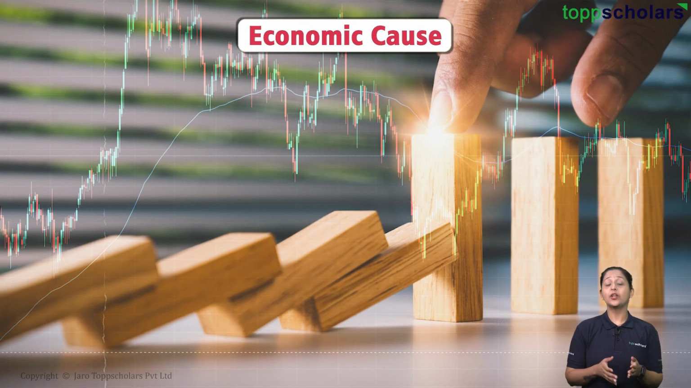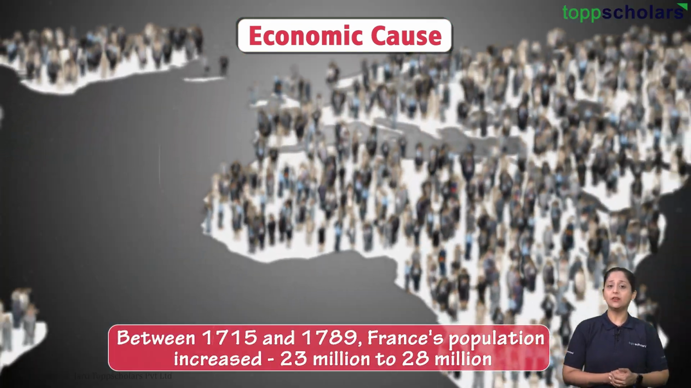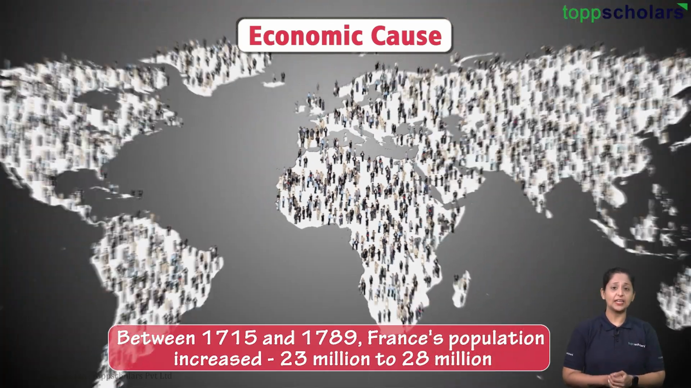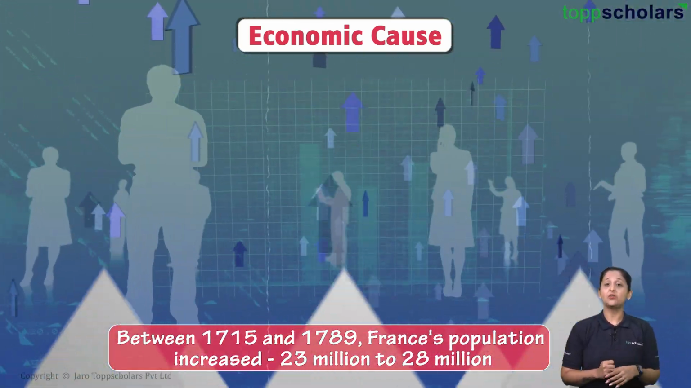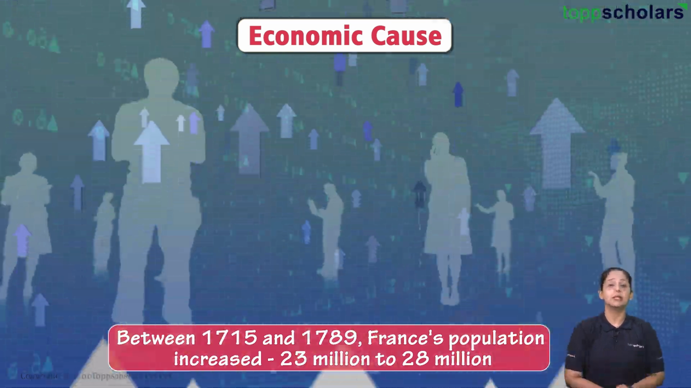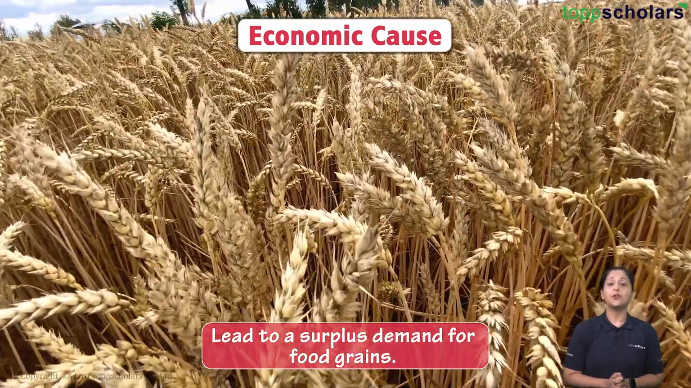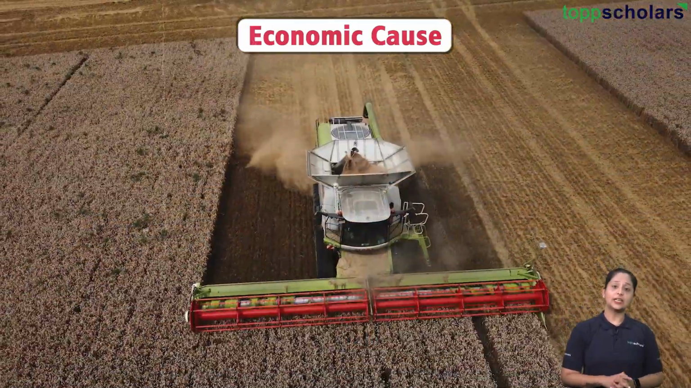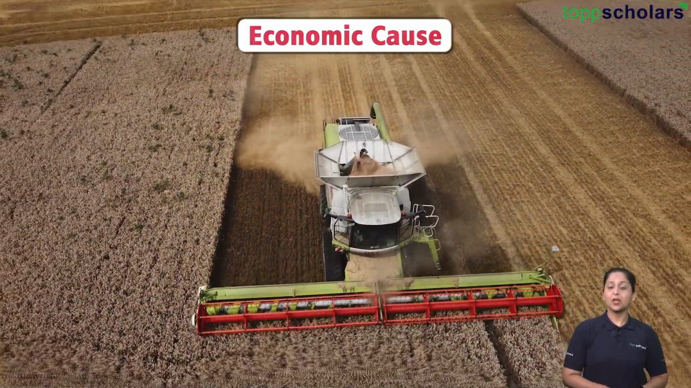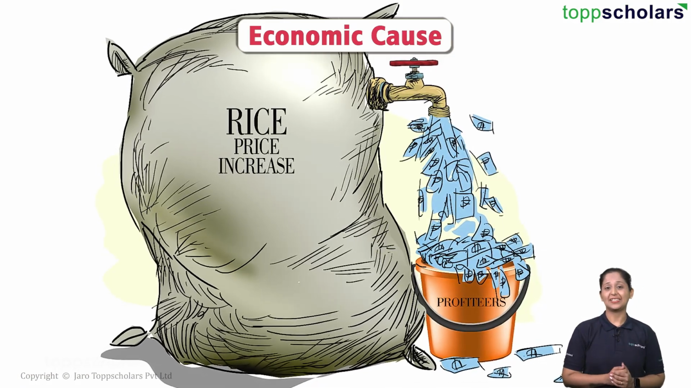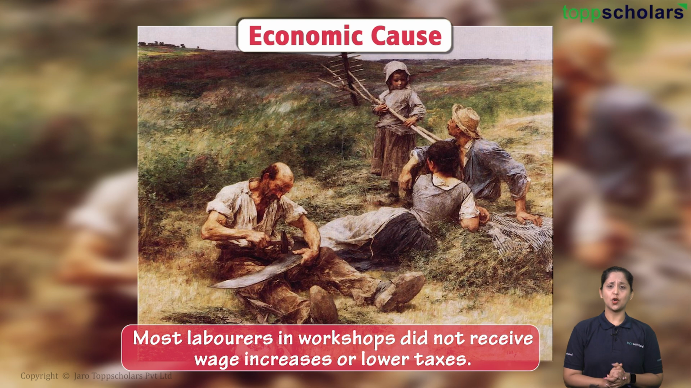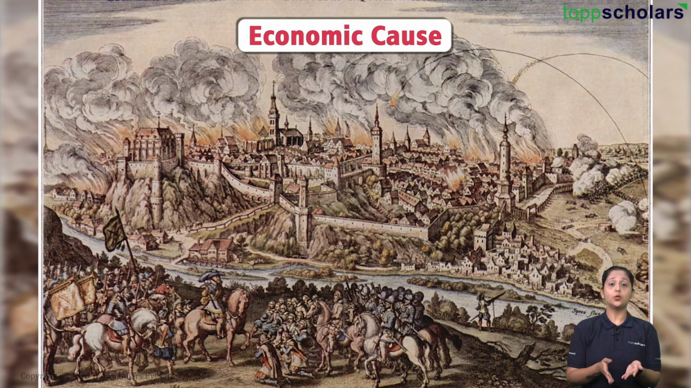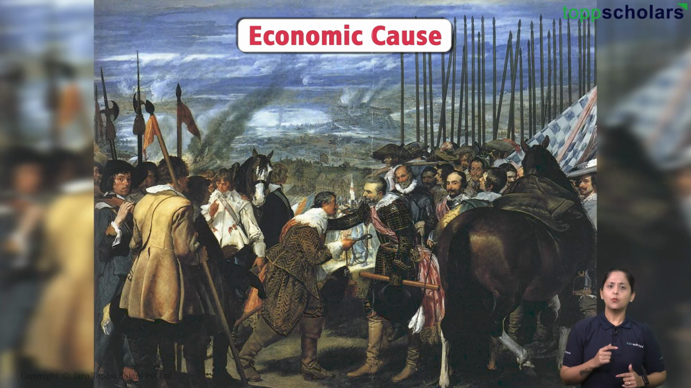Next is the economic cause. Between the years 1715 and 1789, France's population increased from 23 million to 28 million, leading to a surplus demand for food grains. This resulted in a lack of production base, causing a price increase for rice. Most laborers in workshops did not receive wage increases or lower taxes, leading to a worst-case crisis known as subsistence crisis, which was common during the old regime.